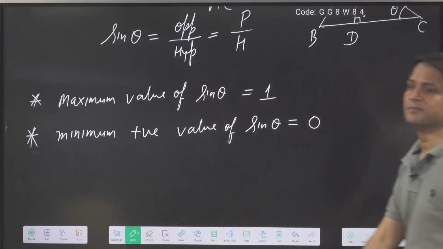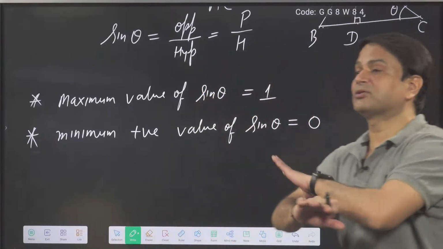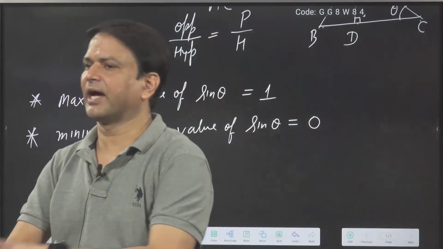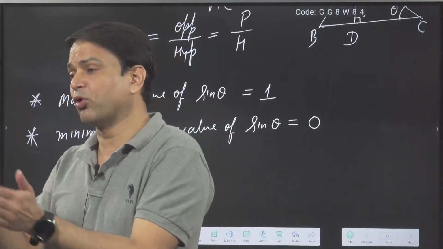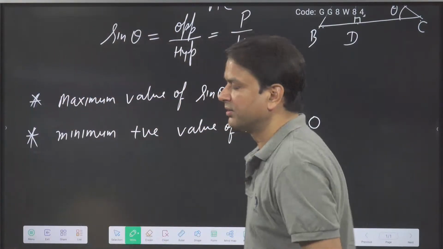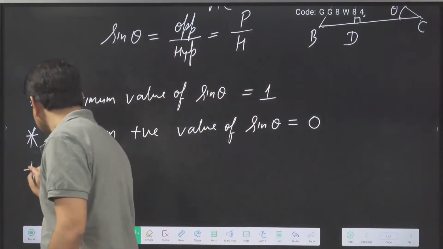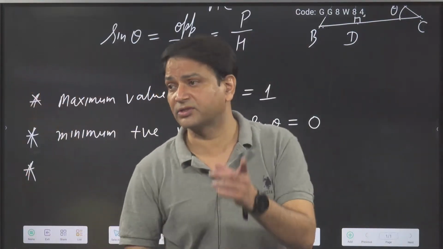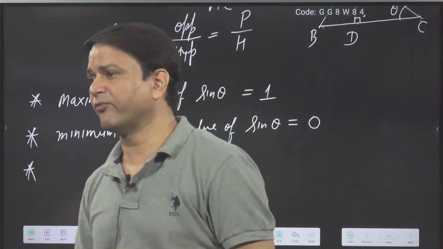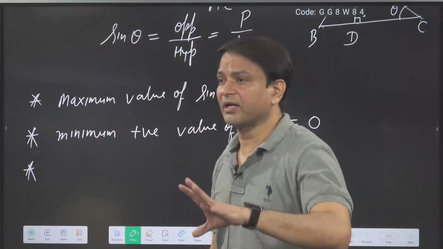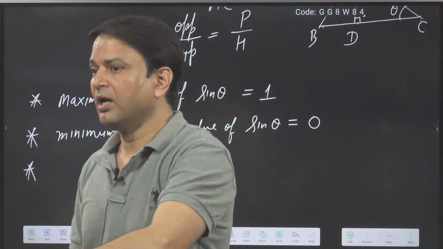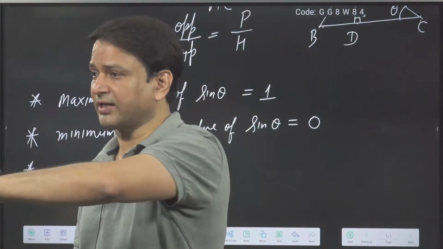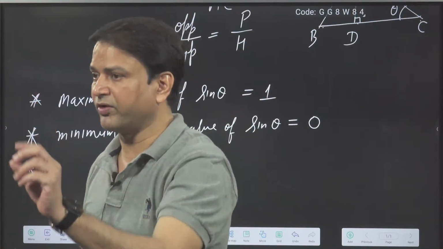0. If I am saying overall, what is the minimum value of sin theta? I have not given any condition, it can be positive, it can be negative also. Then the minimum value of sin theta will be equal to -1. So the minimum value is -1. If we know the condition that sin theta cannot be negative, then minimum we will say 0.